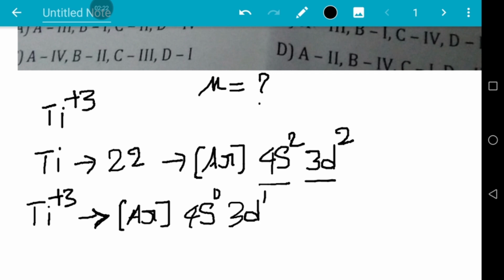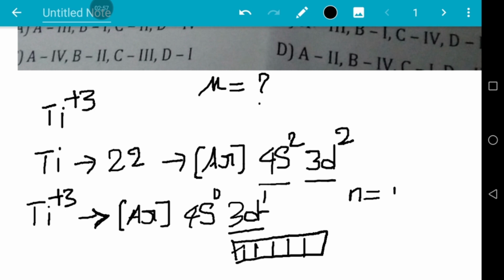There are 5 d orbitals: dxy, dyz, dzx, dx square minus y square and dz square. Here only one electron is there, filled in the 3d orbital. So how many unpaired electrons are there? Unpaired electrons are represented by n. So the number of unpaired electrons is 1.